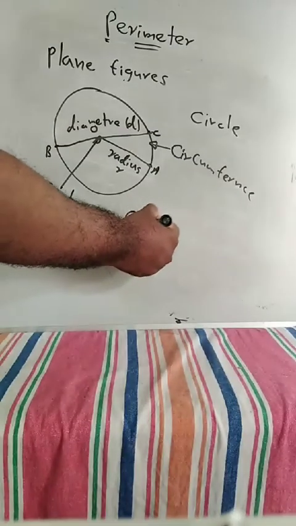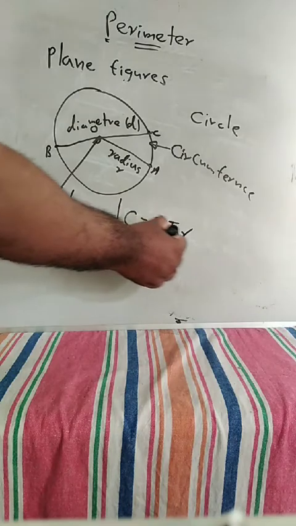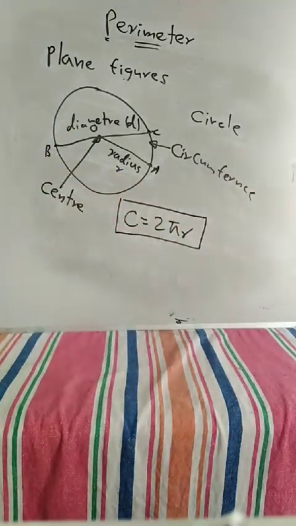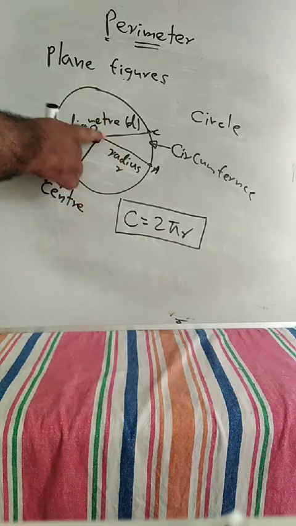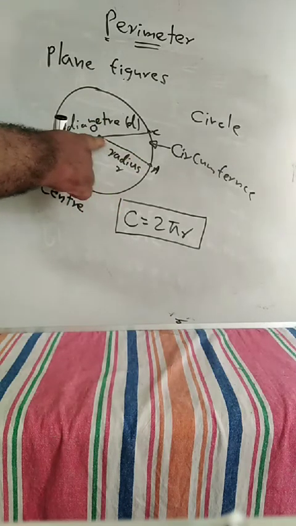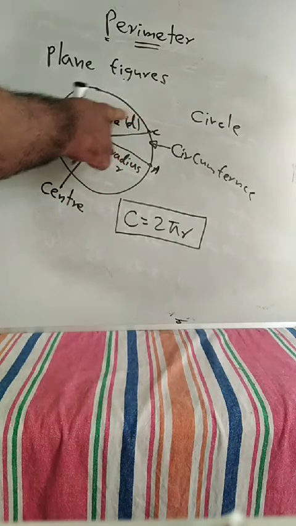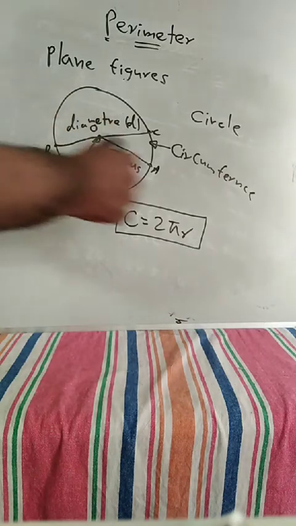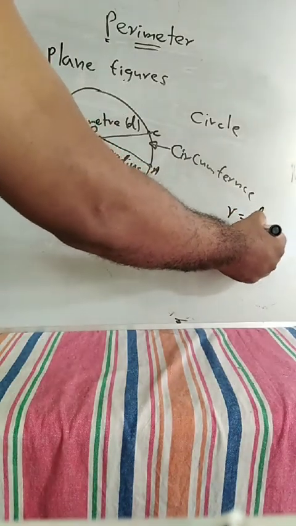What's the formula? C is equal to 2πr. You all know this. You know the diameter is twice the radius. If the radius is 5 centimeters, the diameter is 10 centimeters. If the diameter is 20 centimeters, the radius is 10 centimeters. The radius is always half of the diameter.